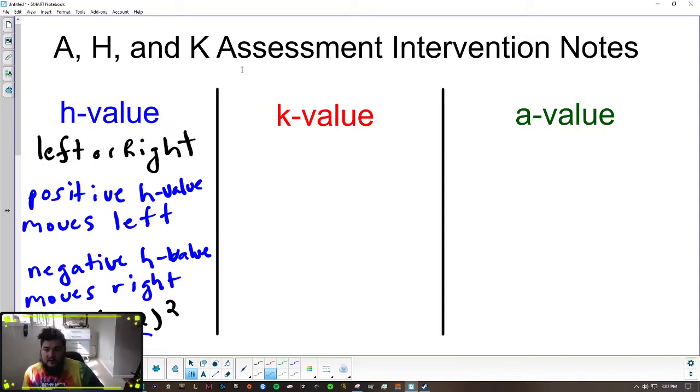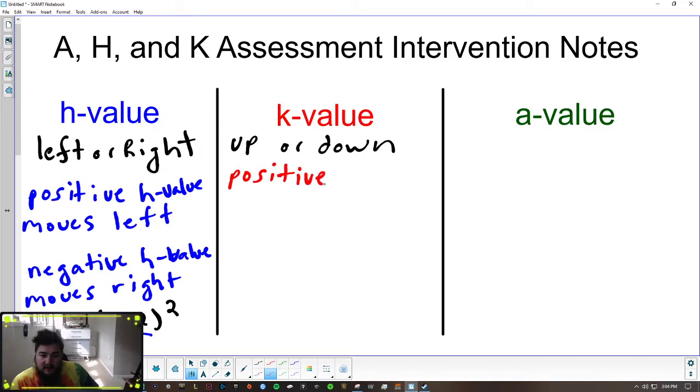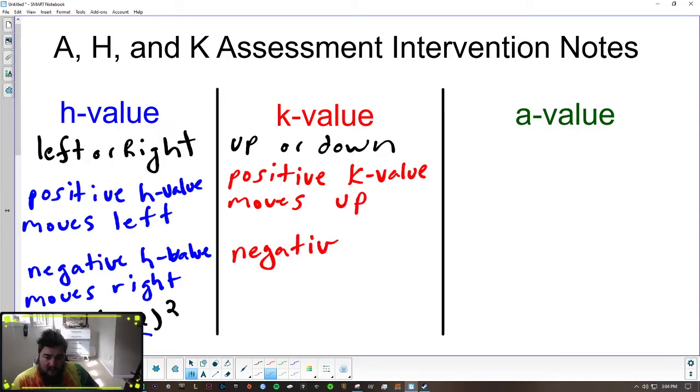K value. The K value either moves our graph up or down. If it's positive, the K value moves our graph up. If the K value is negative, a negative K value moves the graph down.